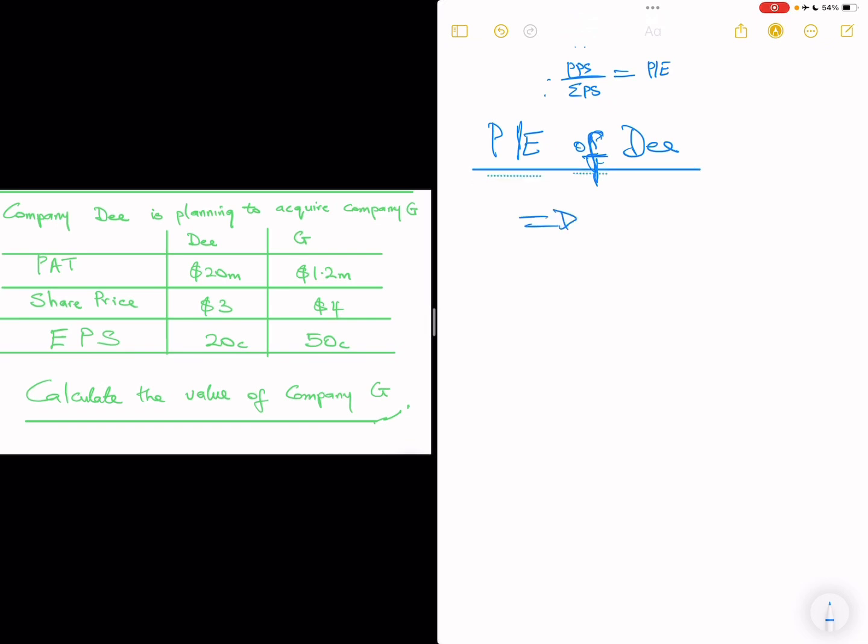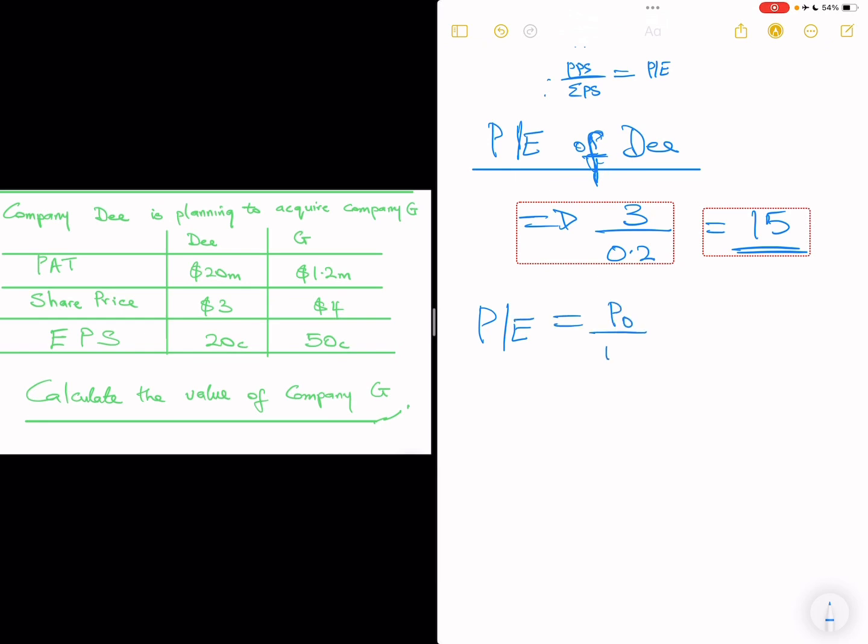So what's the price of D? Price of D is $3 and earnings per share of D is $0.2, that's 20 cents. In that case, we'll have 3 divided by 0.2. What would that be? 3 divided by 0.2 is 15. So the PE ratio of D is 15. Which means we can now use the PE ratio to do our valuation. PE ratio is price per share divided by earnings per share. So the price that we want to calculate is equal to 15 multiplied by the earnings per share of G.